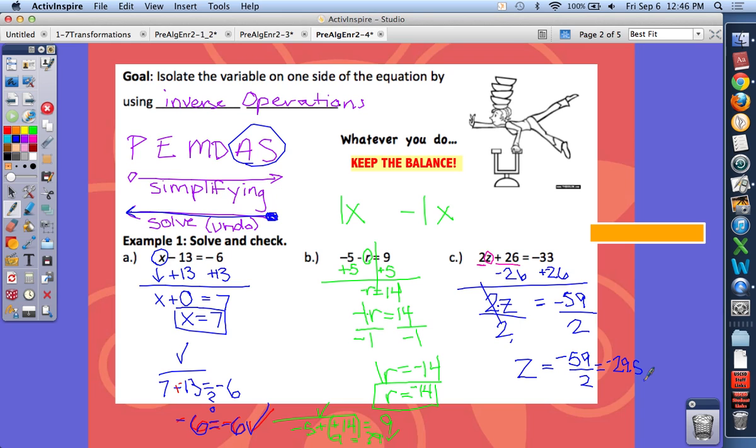Show a quick check step for me. So plug it back into the beginning. If I have 2 times negative 59 over 2, and then I add 26. Let's see what that would equal. Well, this 2 is really over 1, so the 2's can cancel. And negative 59 plus 26 is going to give me negative 33, so we are good.